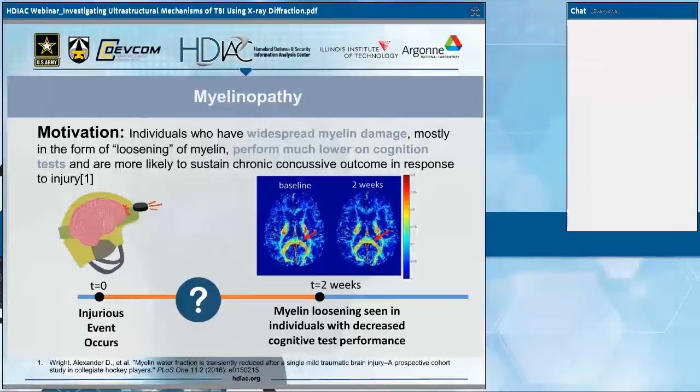While myelin damage in the form of loosening could be detected via magnetic resonance imaging, or MRI, 2 weeks post-injury, the progression of myelin damage from the initial impact to this detectable state is not well characterized. Localized structural changes to myelin that occurred during this time period may be an indicator of concussive outcomes, which would make it a useful criterion for the onset of TBI. Furthermore, deeper understanding of the instigation of myelinopathy in a traumatic brain injury situation may allow us to help treat or even halt the progression before a decreased cognitive effect is observed.